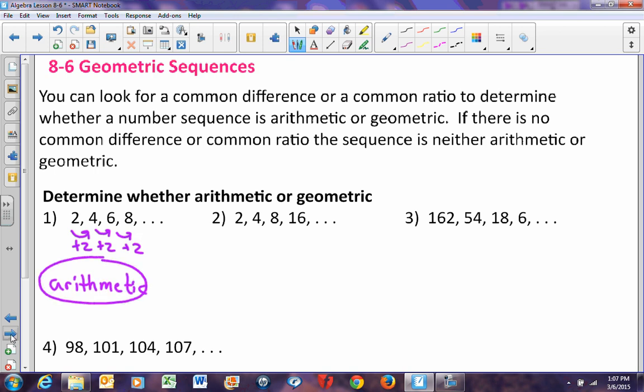2 to 4, 4 to 8, 8 to 16. Well, this looks like we're multiplying by 2, and if we multiply by something, that means there's a common ratio, because if I take 4 over 2, that's 2. 8 over 4, that's 2. That's a common ratio, so this is a geometric sequence.